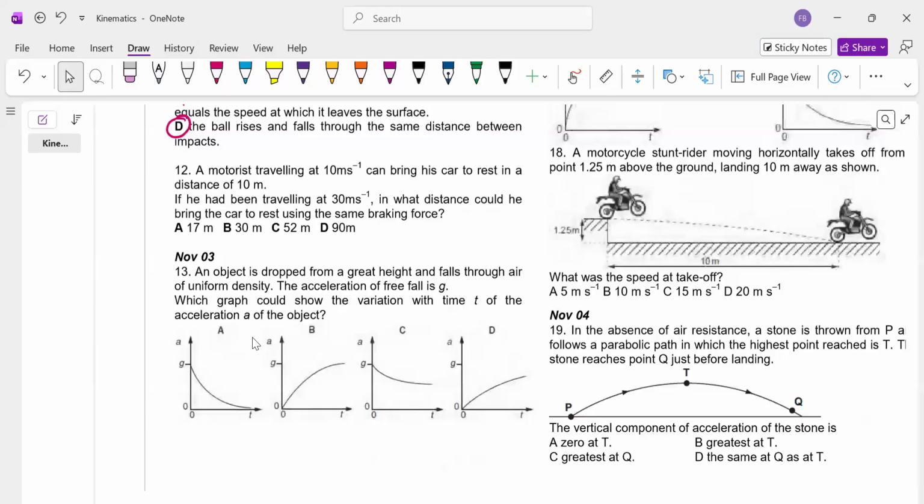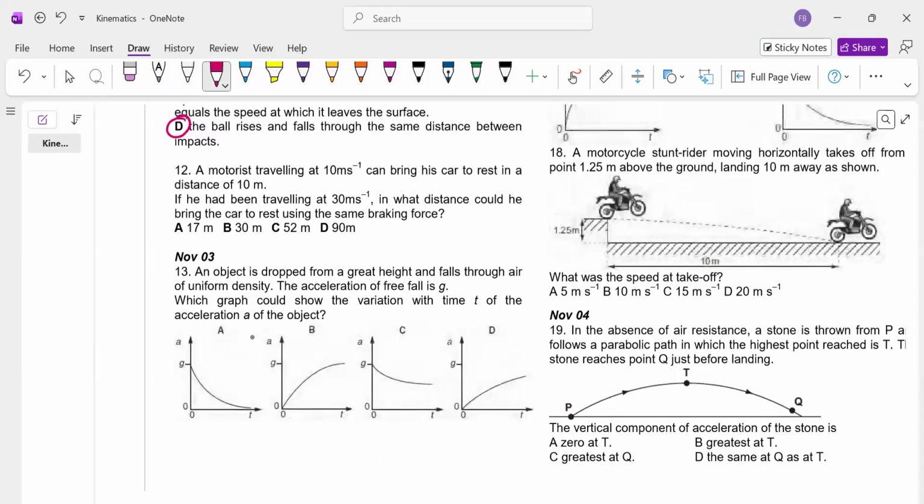Now you must solve it because it is a very easy question. You were asking me how we will use equations of motion. Now this is a question. You have two values of velocities and they have given you the distance. And you have to find in what distance he could bring the car to rest using the same braking force. They didn't give time, so you have to use the third formula.